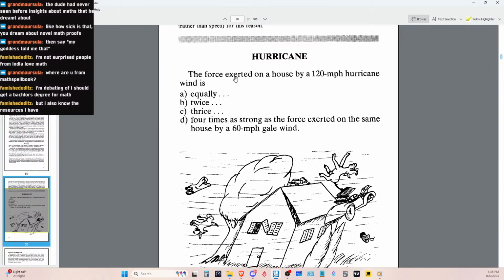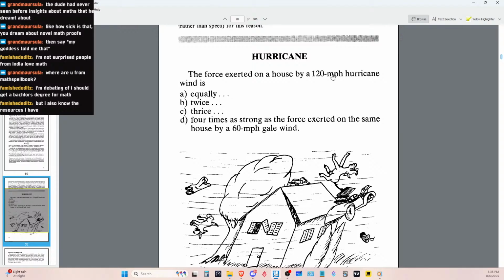It basically says: a hurricane wind of 120 miles per hour exerts a force on a house that is A, equal to, B, twice, C, three times, or D, four times as strong as the force exerted on the same house by 60 mile per hour gale winds.